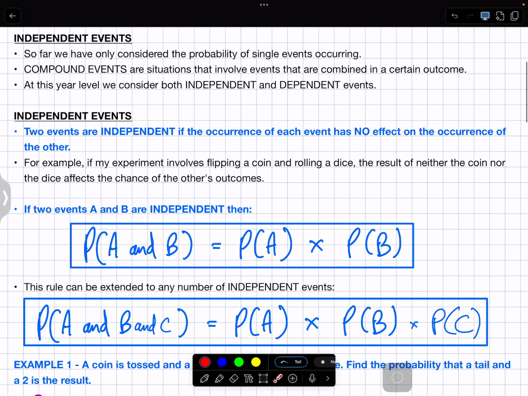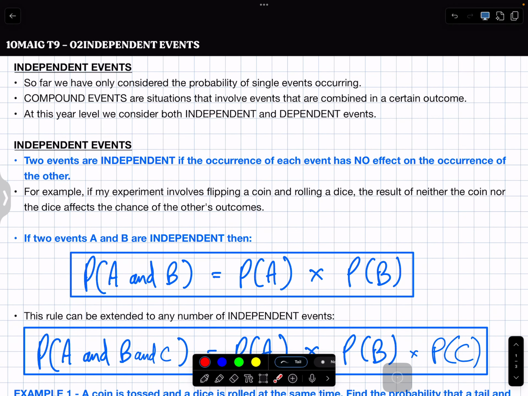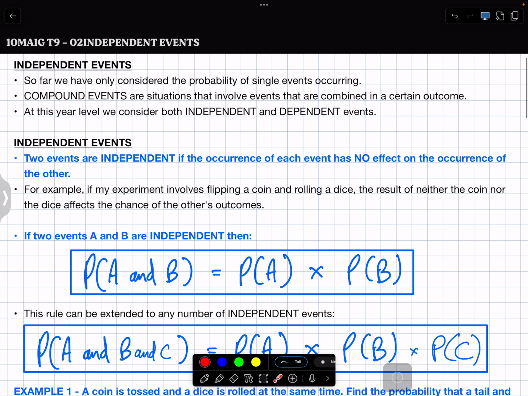Last lesson we talked about how you calculate the probability of something occurring. What is the chance of you rolling a 1 on a fair dice? 1/6. Now we use that when we have multiple events. That's what makes it Year 10 level, because we have multiple things going on at the same time.